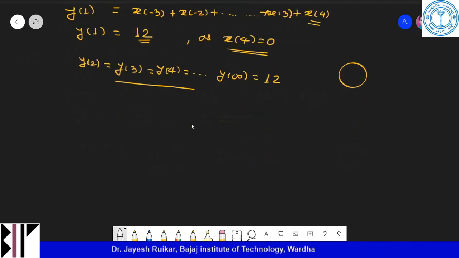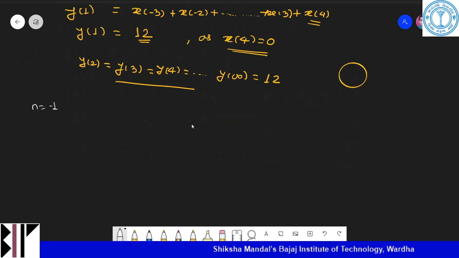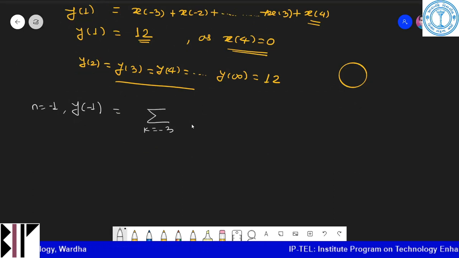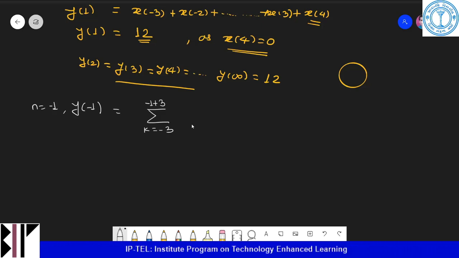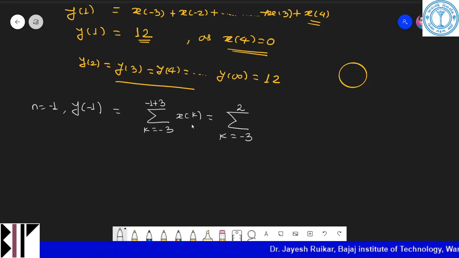Now, as we know that when we go for the positive side of this y, all the values are 12, let us take what the value is at the negative side. So we'll put n is equal to minus 1, then we'll get y of minus 1. So what is y of minus 1? Y of minus 1 is nothing but summation from k is equal to minus 3 to minus 1 plus 3 of x of k. This is nothing but k is equal to minus 3 to positive 2, and then x of k.